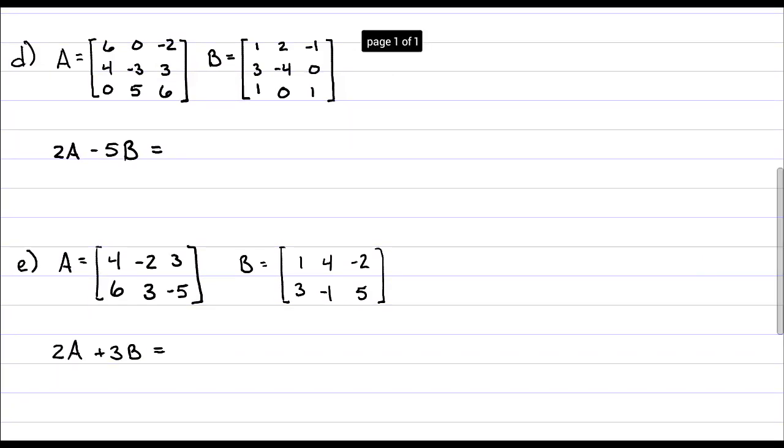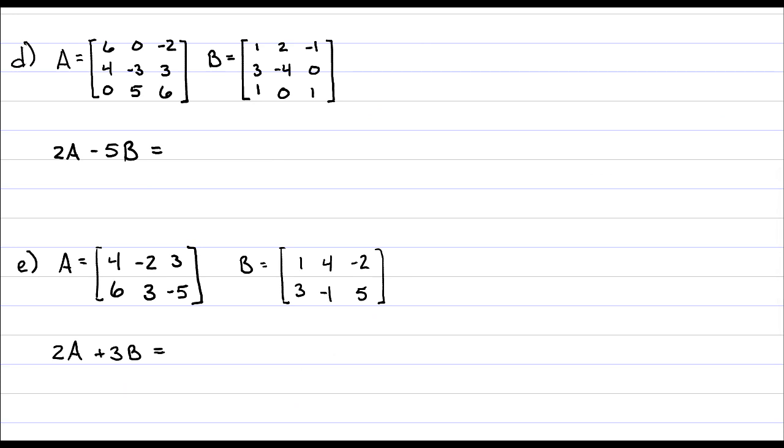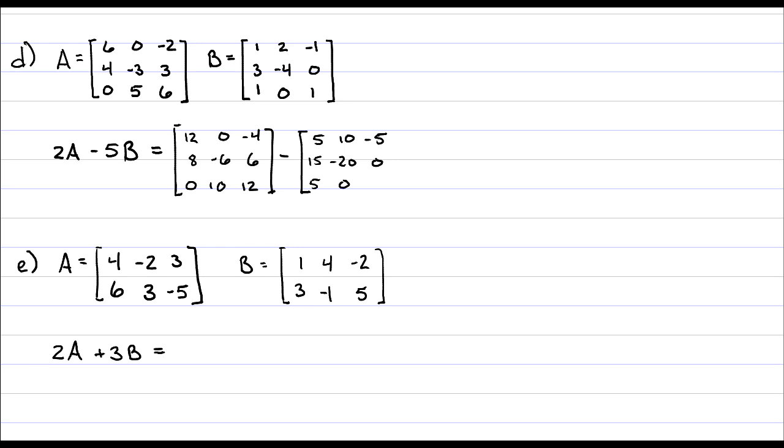In D, I have two 3 by 3 matrices, A and B, and I want to calculate 2A minus 5B. So just like before, I'm going to start by calculating 2A. That gives me 12, 0, minus 4, 8, minus 6, 6, 0, 10, 12. Then I'm going to subtract from that 5 times B. 5B is 5, 10, minus 5, 15, minus 20, 0, and 5, 0, 5.